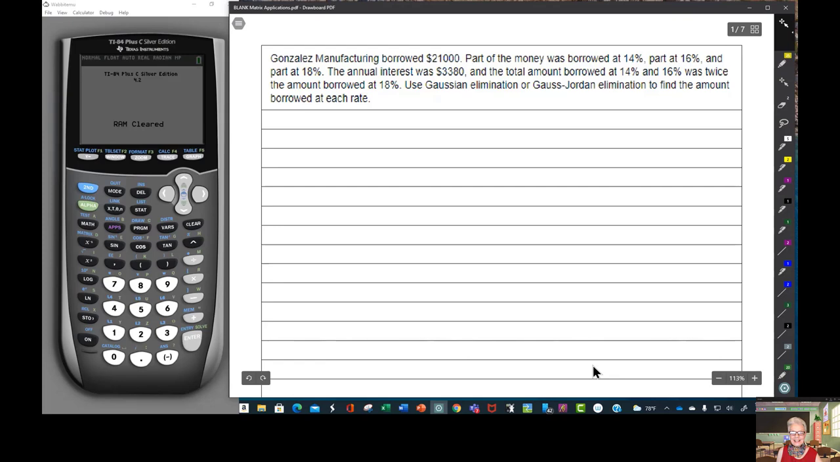Now that I've read through it, I'm going to go back. Gonzalez Manufacturing borrowed $21,000. Part of the money was borrowed at 14%, and they're talking about interest, the money you have to pay to borrow money. Part was borrowed at 14% interest, part at 16% interest, and part at 18% interest. Now we start taking notes.